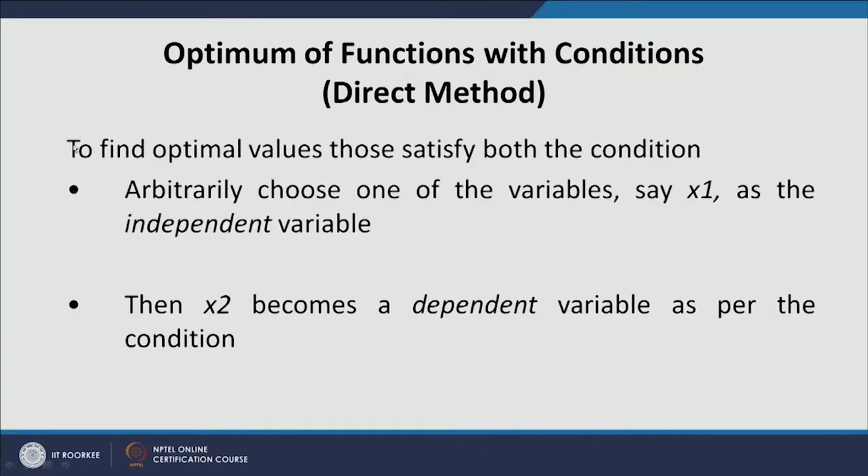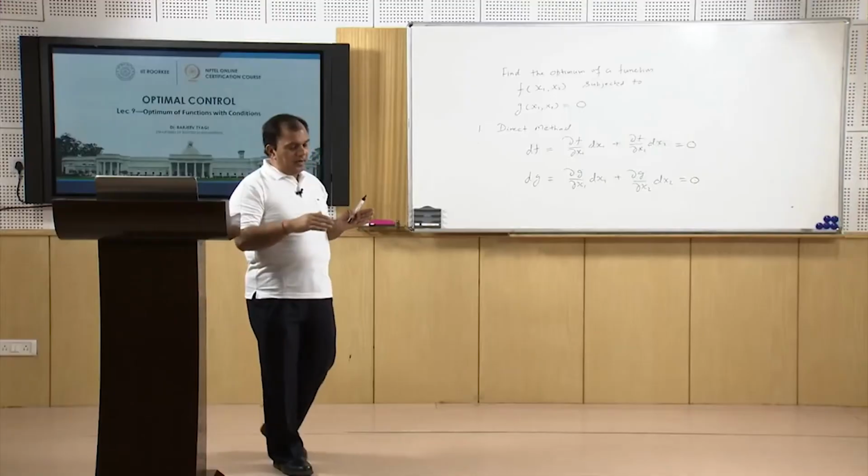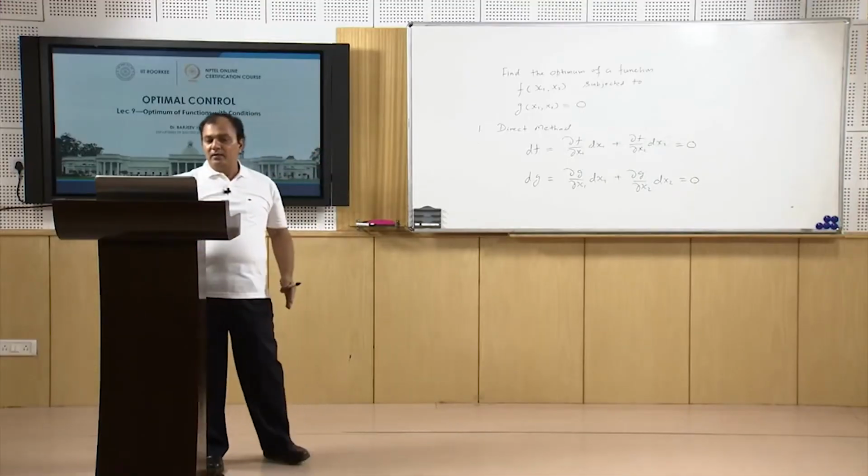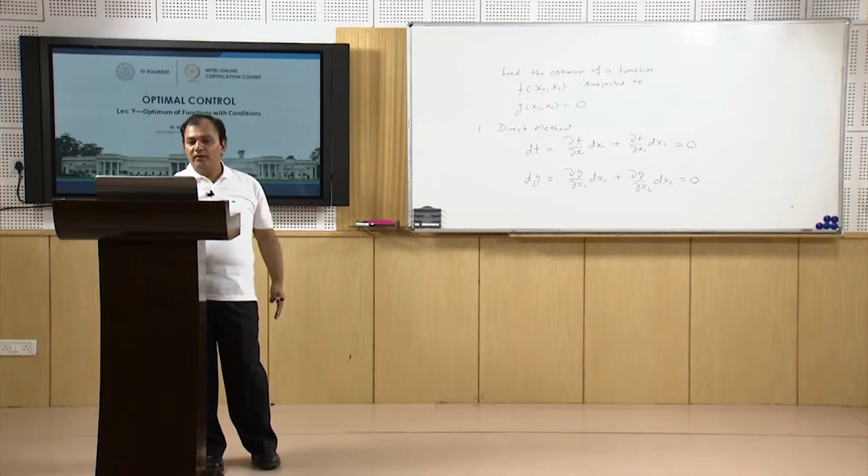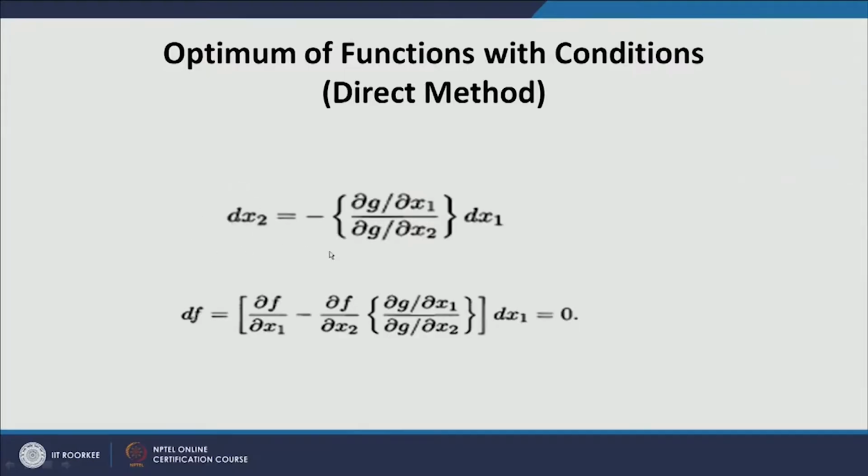So, to find out the optimal value which satisfies both the conditions, we arbitrarily choose one of the variables, which is x1, as the independent variable. So, naturally in that case x2 will be the dependent variable as per our given condition. So, if x1 is independent and x2 is dependent, what we can do? We can find out the value of dx2 in terms of dx1.